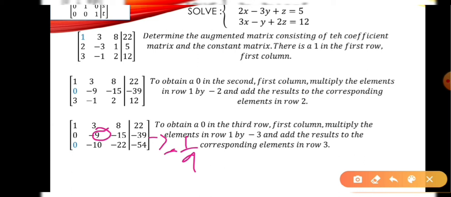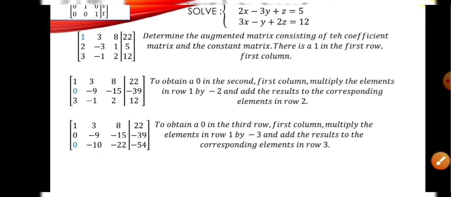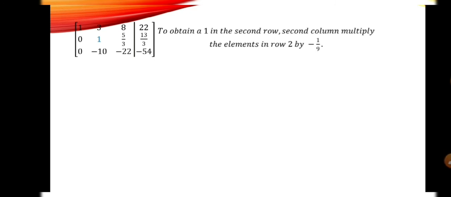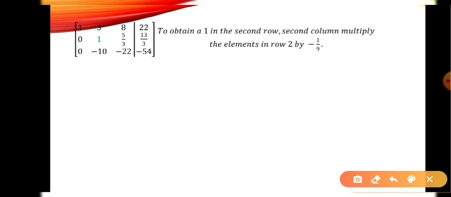So negative 1 over 9 times 0 is 0. Negative 9 times negative 1 over 9 is positive 1. And then negative 15 times negative 1 over 9 is positive 15 over 9 or 5 over 3. And negative 39 times negative 1 over 9 is 39 over 9 or 13 over 3. Okay, 13 over 3.